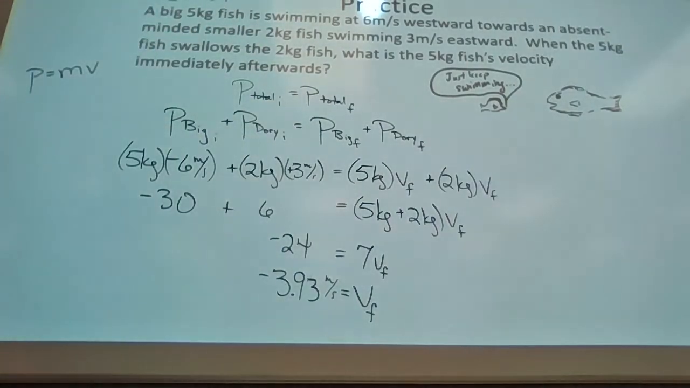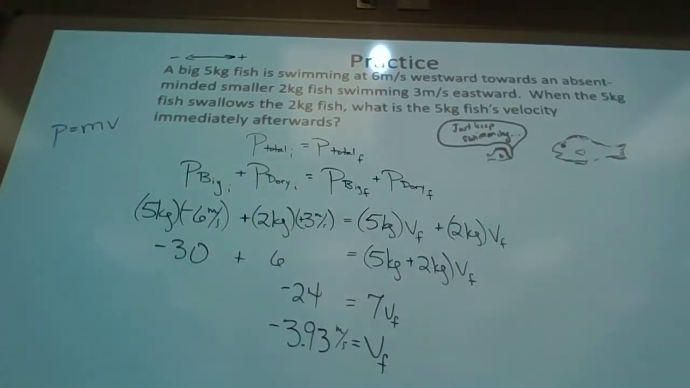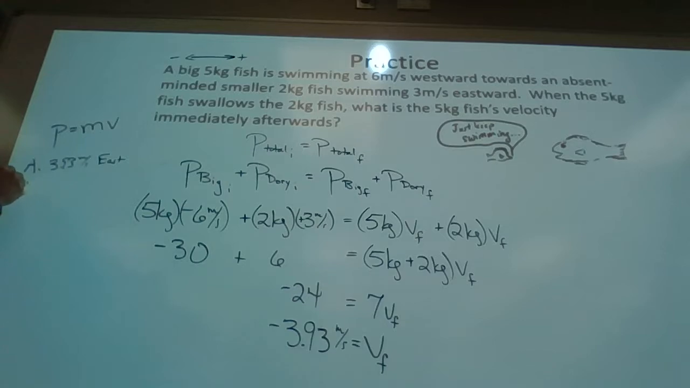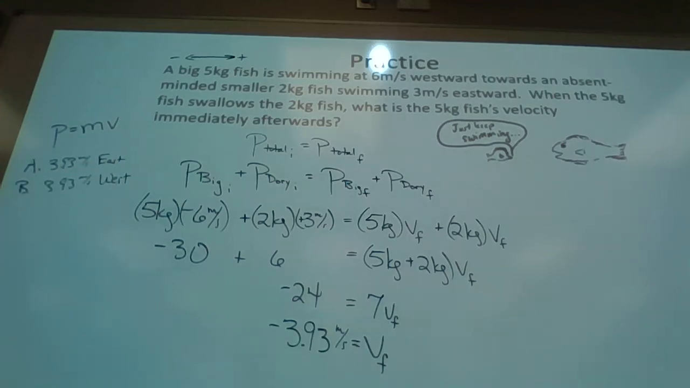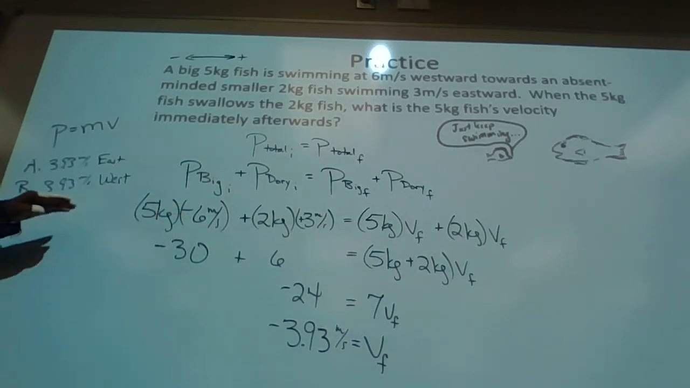Now, on the exam, here are your choices. A, 3.93 meters per second eastward. B, 3.93 meters per second west. And then you'll have C and D of not including the -6, east to west. That's what your test is going to look like.